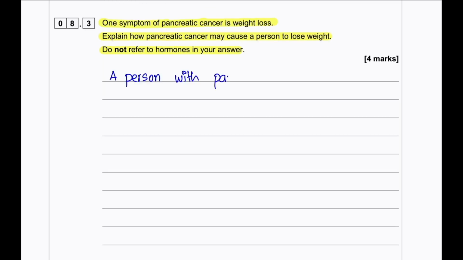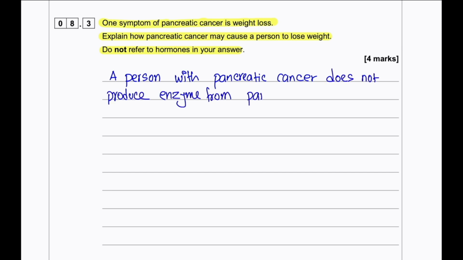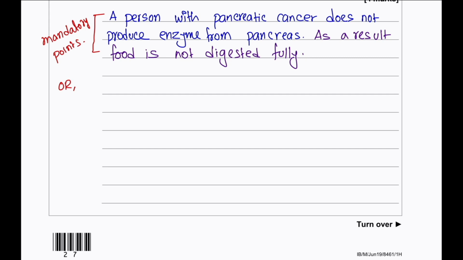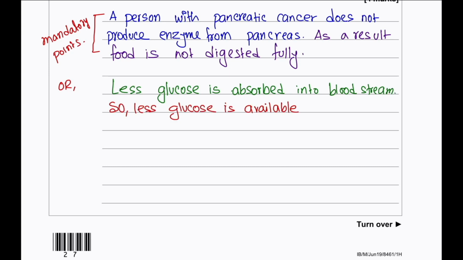A person with pancreatic cancer will not produce, or will produce very little, enzymes from the pancreas. As a result, food is not broken down fully or digested fully. So less glucose is absorbed from food into the bloodstream, and less glucose is available for respiration in the body. As a result, the person uses up the storage of fat for metabolism.